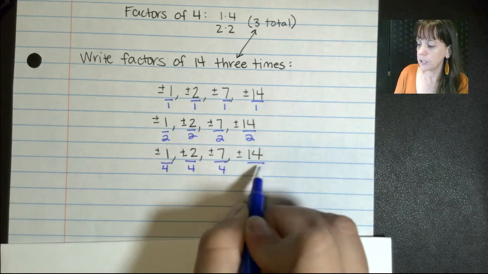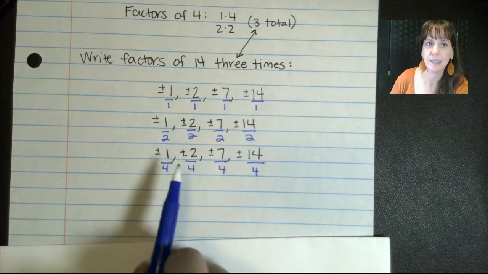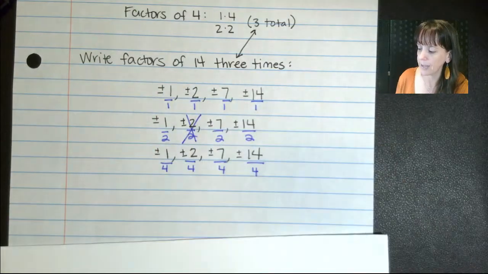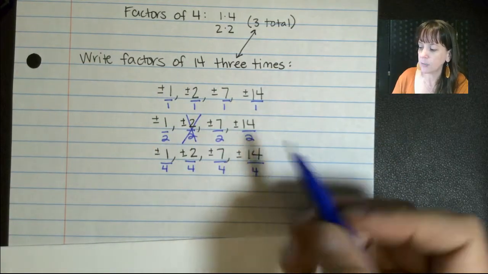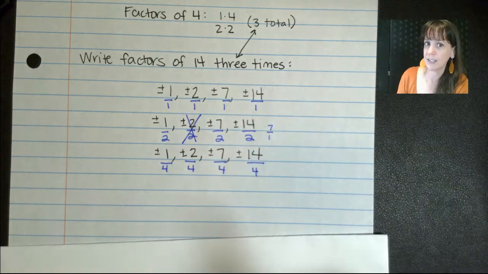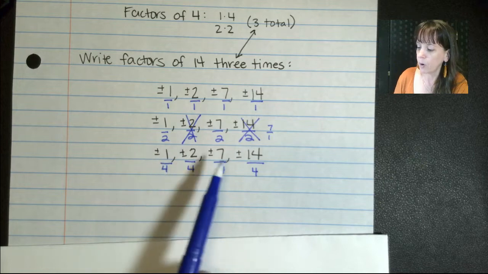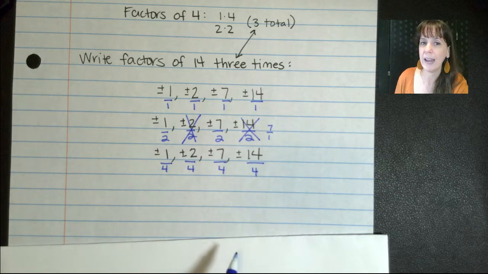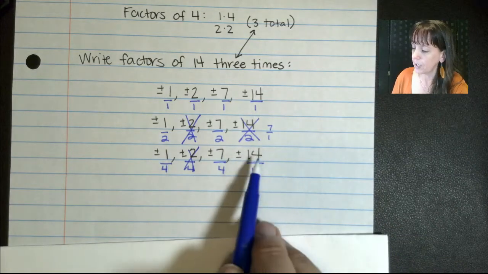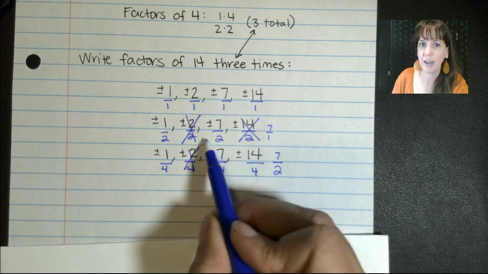Now what we want to do is look for any duplicates. What I mean by that is, 2 over 2 is the same as 1, so we can get rid of that. Now 14 over 2, we can reduce that down to 7 over 1, or just 7, and we already have that right here, so we can get rid of that. 2 over 4 would be 1/2, and we already have 1/2 here. 7 over 4 is fine. 14 over 4 is going to be 7 over 2 if we reduce it down, and we already have 7 over 2 here.